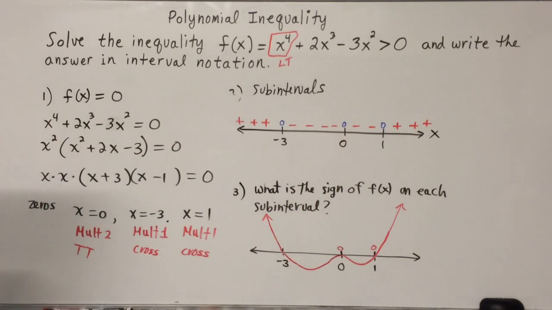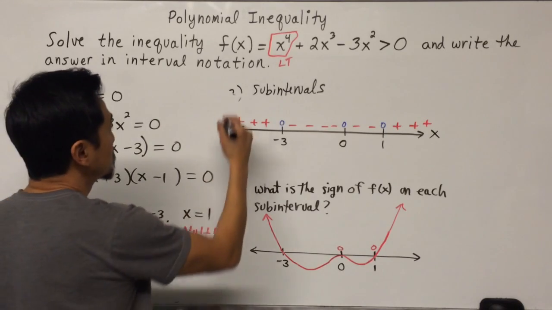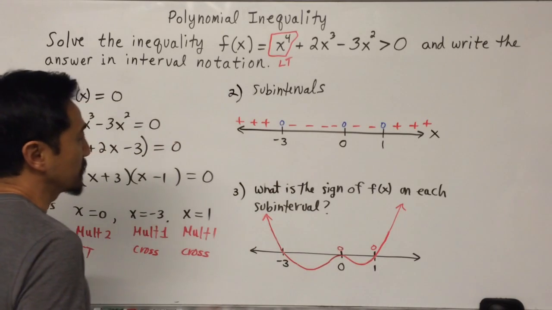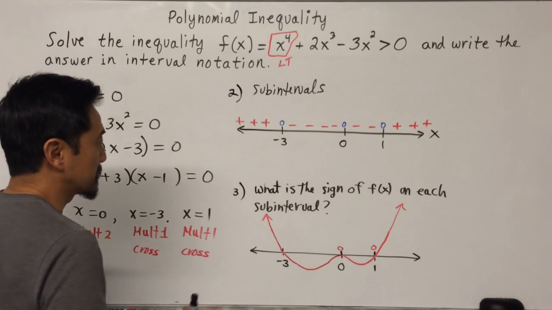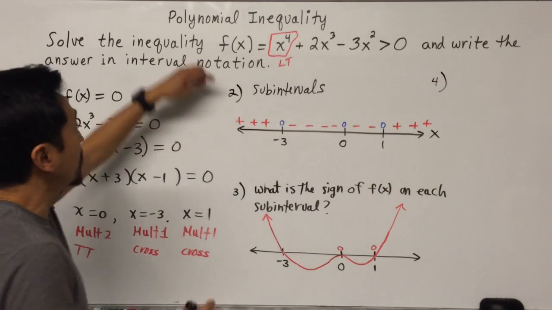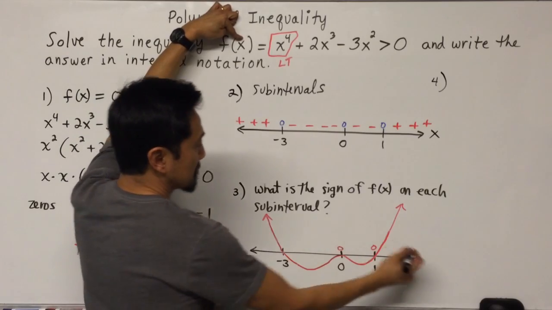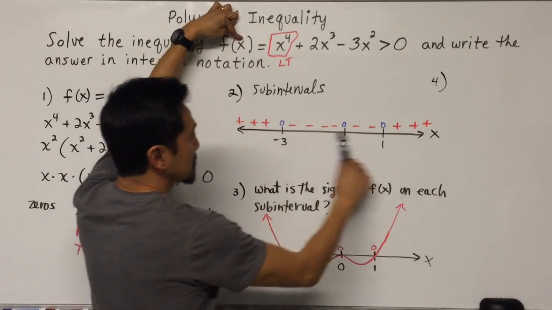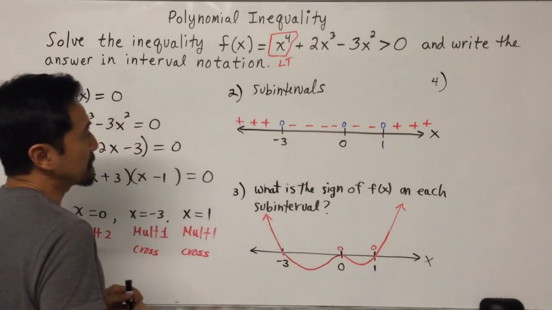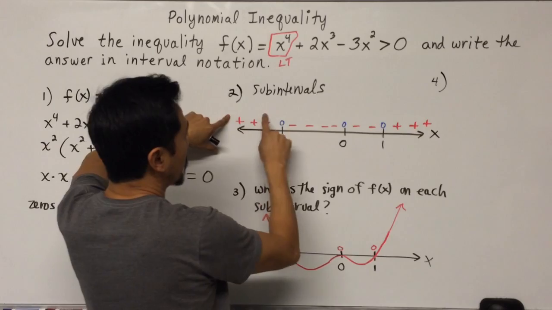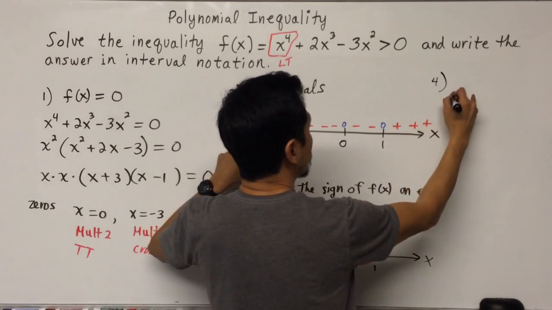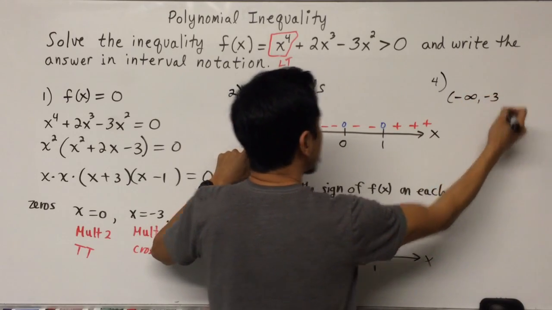Now, the last thing we need to do is read our sign chart, or our graph, whichever one you prefer, and then write the final answer in interval notation. So let me go ahead and do that right here. We're trying to find the x values in the domain. So where on this x-axis do we have y values that are greater than 0? That means that on the sign chart, we're trying to figure out where there are plus signs. So that would be from negative infinity all the way to negative 3.